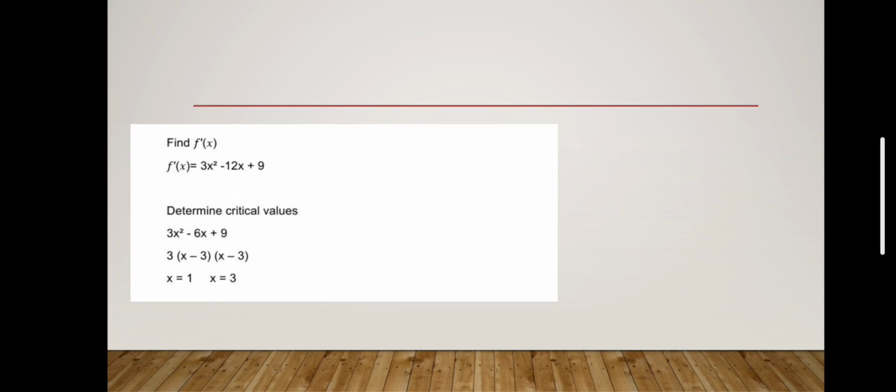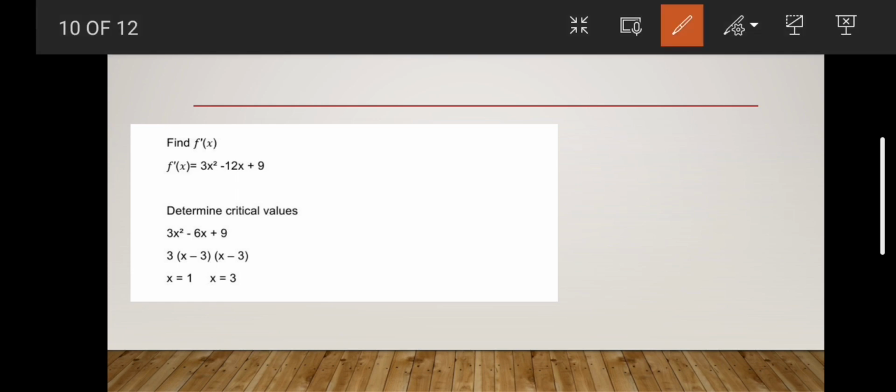Then we need to determine the critical values of f prime x. So we have 3x squared minus 12x plus 9. So we need to factor it out to find the zeros of the function. So we have 3x minus 3 and x minus 3, and we have x is equal to 3 and x is equal to 1. Okay, so we can determine the critical values by equating this to 0.